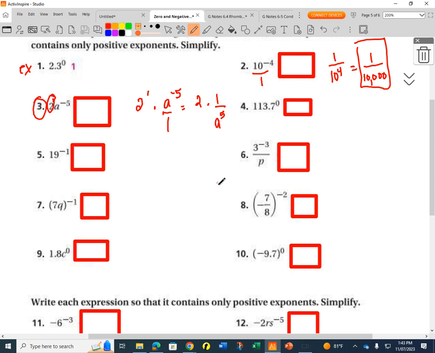Does that make sense? And so our final answer, we multiply 2 times 1 is 2 over a to the 5th power. And as we get a little better at these, we can take some shortcuts with this. But this would be our final answer for example 3.